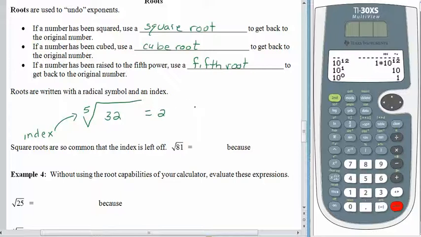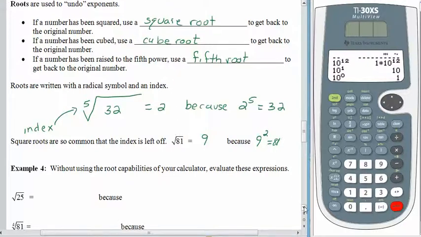And the reason why, remember that the job of a root is to undo what the power did. So if I raised 2 to the fifth power, I would have gotten 32. If I take the fifth root of 32, I get back to 2. Square roots are common enough that we leave the index off. Everybody just knows that if you don't see it, we're talking about a square root. So the square root of 81 is 9, because you know that 9 squared is equal to 81.